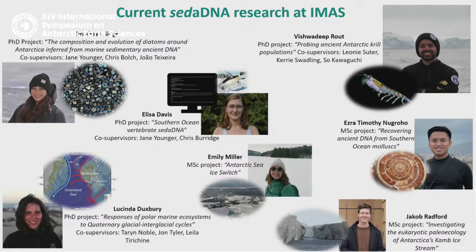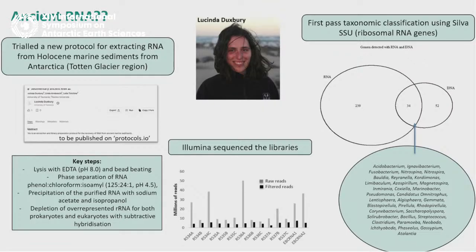Lucinda here, she's actually just been on IODP expedition 403, and that went to the Arctic rather than the Antarctic. So she's doing something different, and actually feels like she always does. She's always going off the rails a little. We can't control her. And now she is working on ancient RNA.